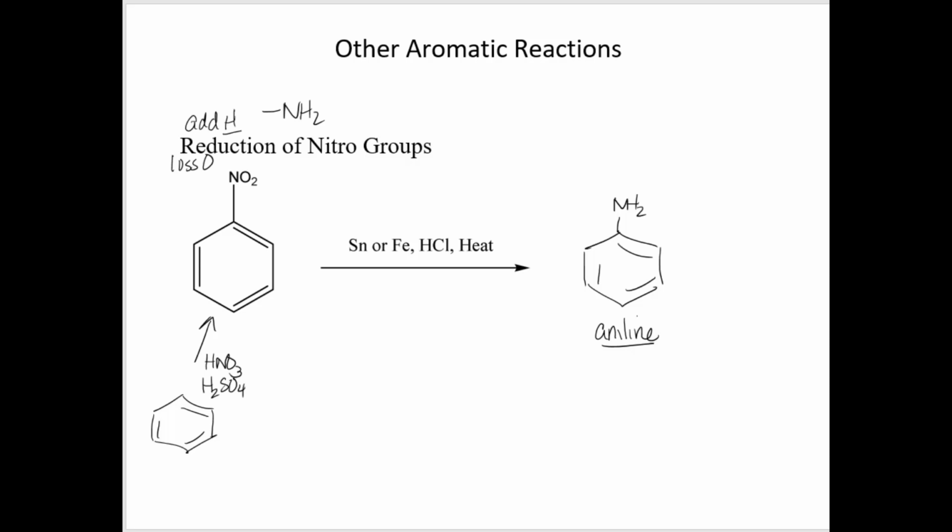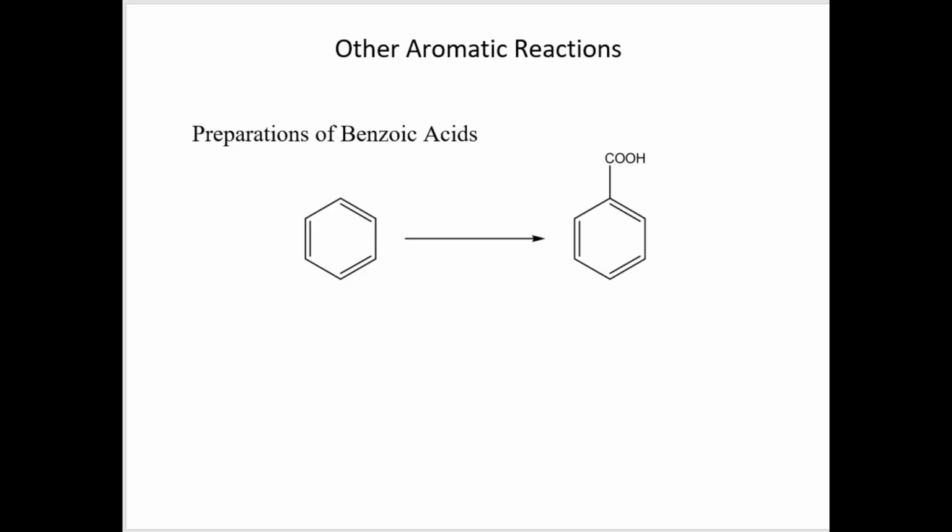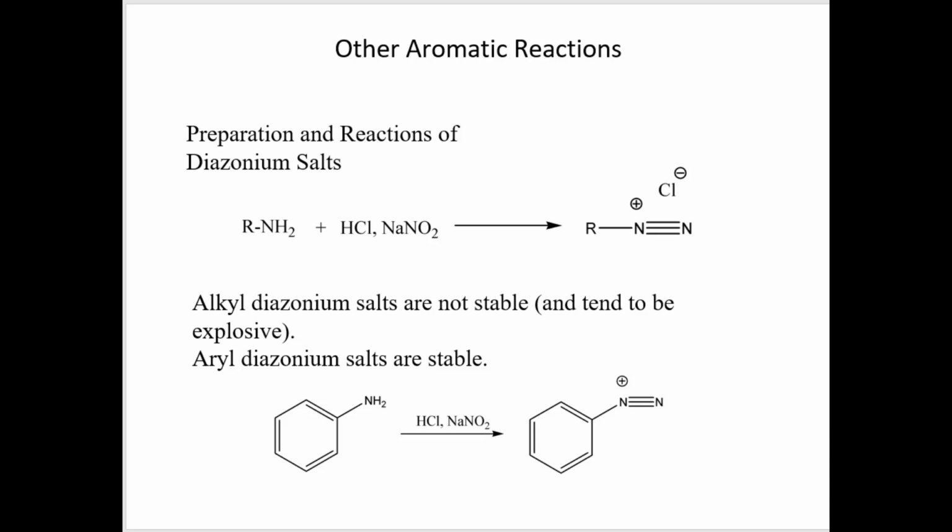Now, once we form that, we're going to see that we can do a lot with an aniline. We've already talked about how to put benzoic acid on the ring, either through a Grignard or through oxidizing an alkyl group. But the idea of putting an NH2 group on the ring leads us to a series of reactions that will allow us to put an OH or a CN, C triple bond N, group on the ring. And this is to basically prepare what are called diazonium salts.